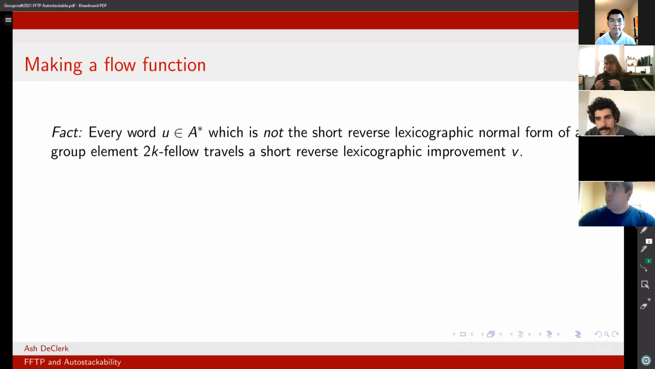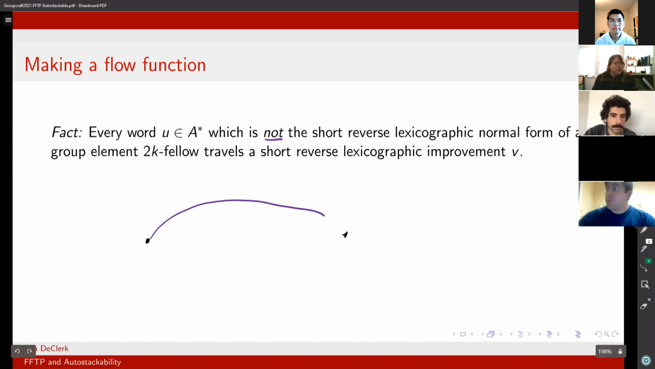So, first thing to do is make our flow function. So this is a nice little fact that we can draw a nice picture for. Every word u which is not the short reverse lex normal form of a group element is going to 2k fellow travel a short reverse lex improvement. And this is actually pretty quick to show.